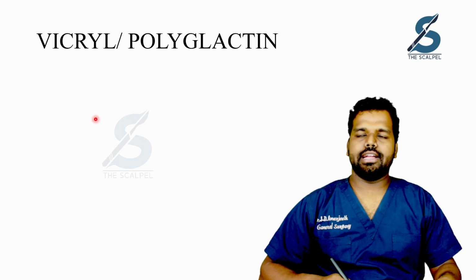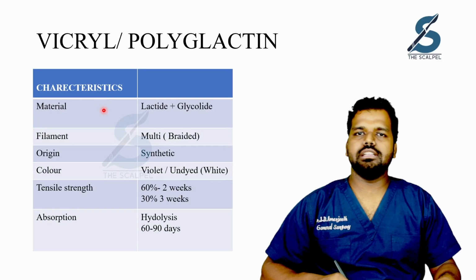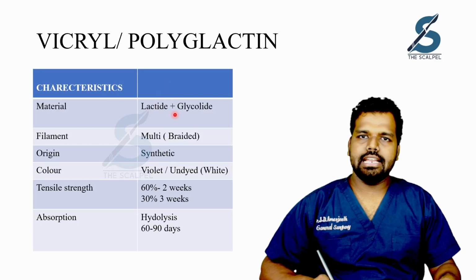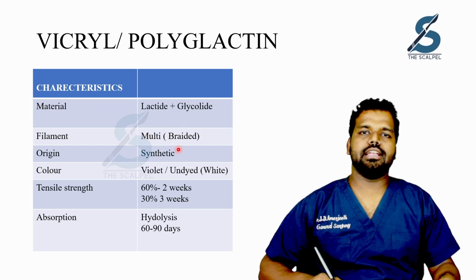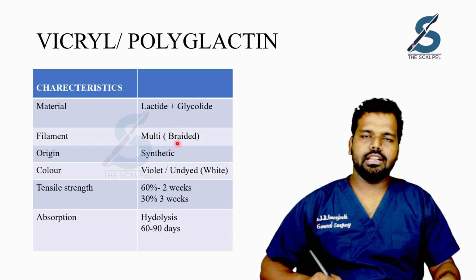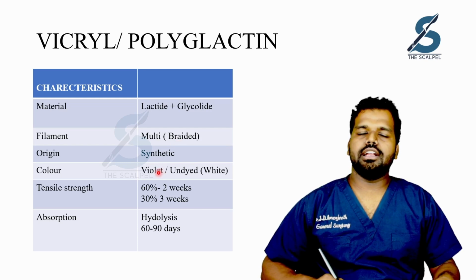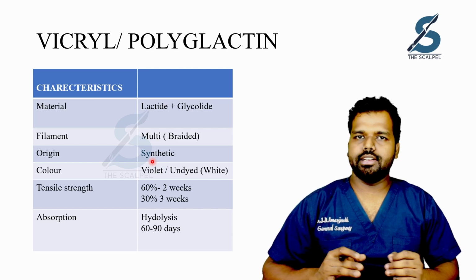Next, coming to Vicryl or polyglactin. Vicryl is a brand name and polyglactin is the material inside. Polyglactin is a copolymer of lactate and glycolide. It is a multifilament braided suture material. It's a synthetic suture material, hence it has less tissue reaction, and the color is violet, or sometimes it can be undyed. Whenever we say undyed, it is white in color.